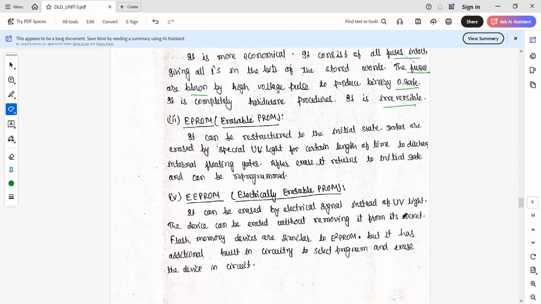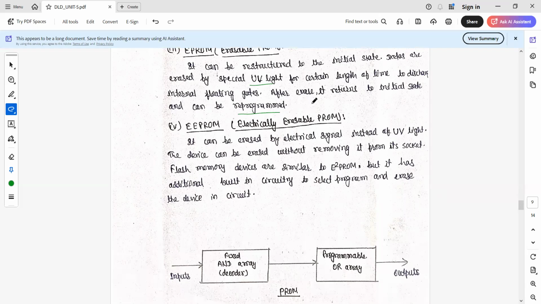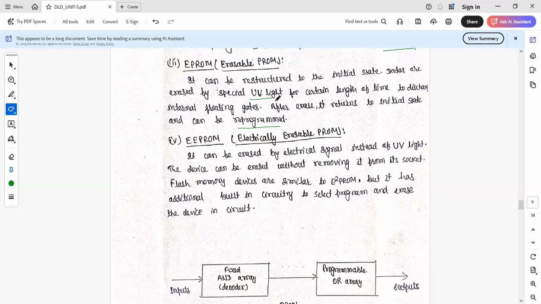Third type is the EPROM. EPROM is the erasable PROM. Here we can erase the information with the help of an expert who applies ultraviolet light for a limited duration. After erasing, it comes back to the initial state, so it can be reprogrammed again and again. But during working condition, we can't reprogram it, or the data cannot be erased.